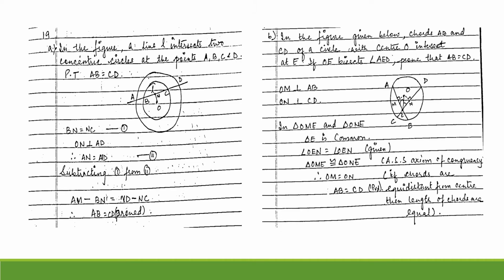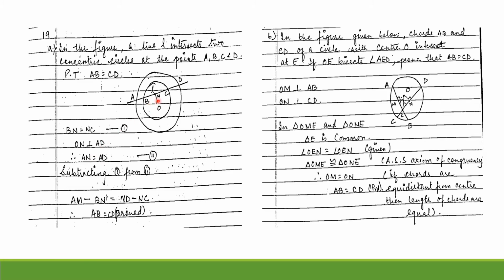Next question, 19a. In the figure given below, a line L intersects two concentric circles. When you have two circles together with a common center, they are referred to as concentric circles. At points A, B, C and D, we have to prove that AB is equal to CD.